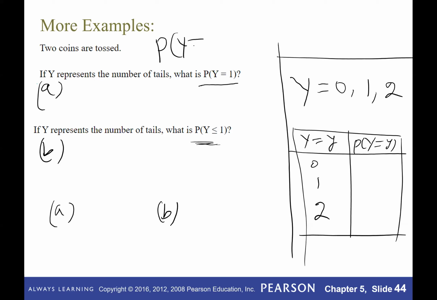So the probability of y equal to 1. When the value of y is 1, what is the probability? And here, the probability of y less than or equal to 1. So how many numbers do we have for y which are less than or equal to 1? We have 0 and 1. So that means basically we'll be finding the probability for y equal 0 plus y equal 1. So you'll be finding these two probabilities and adding them together for part B. Okay, so now let me know the answer. Okay, so 1 over 4 and half.